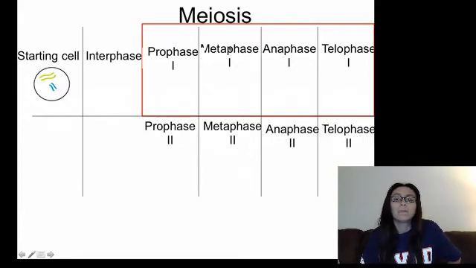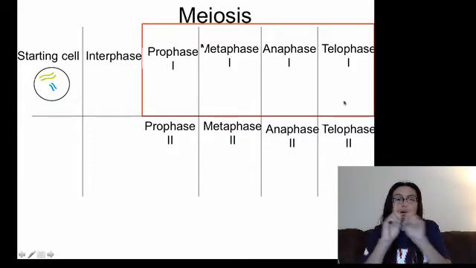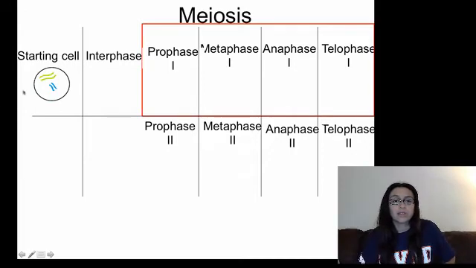So the first 4 phases of meiosis, they are designed to make sure that we separate our homologous pairs. Because again, we don't want our sperm or egg to have homologous pairs. We want them to be haploid, 1 from each pair. So these first 4 phases here separate homologous pairs. So here we have 2 homologous pairs.